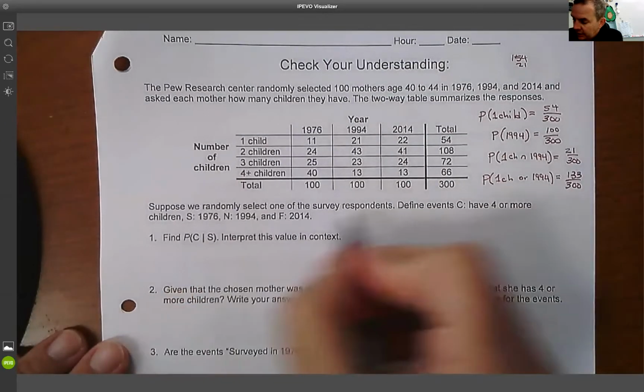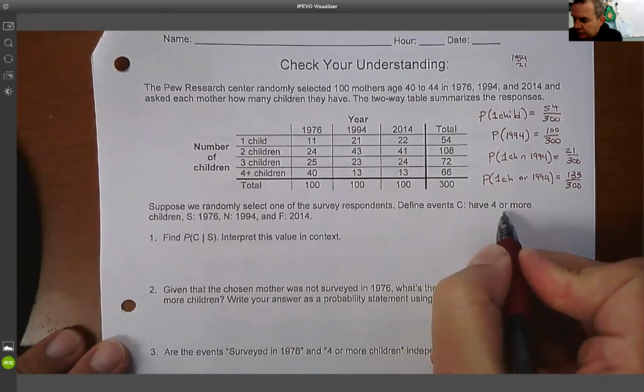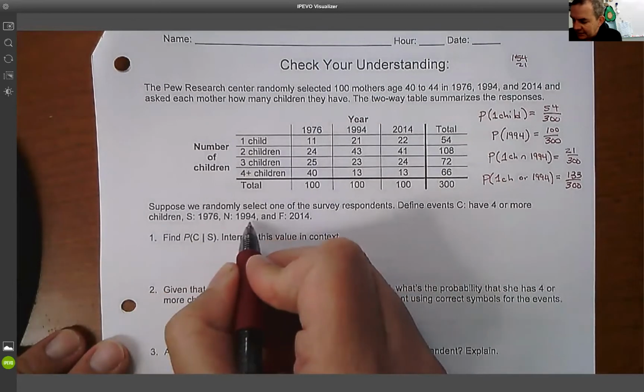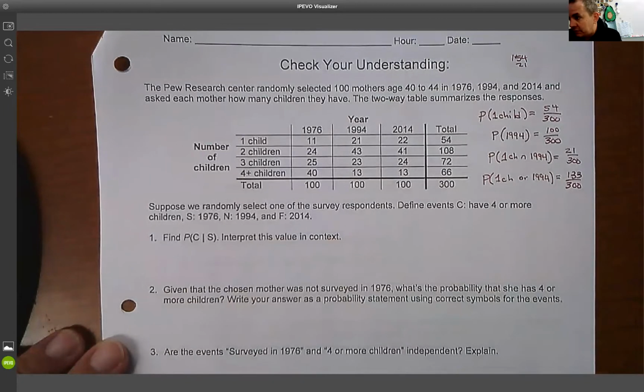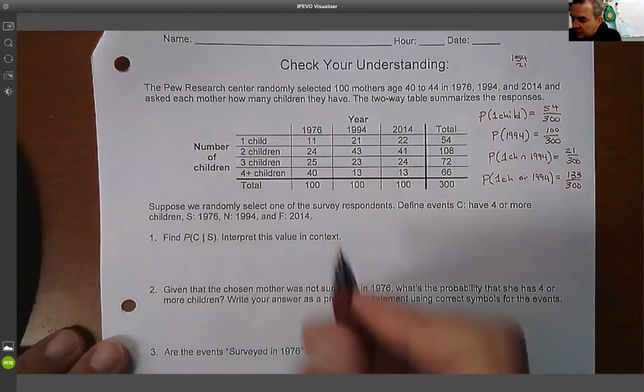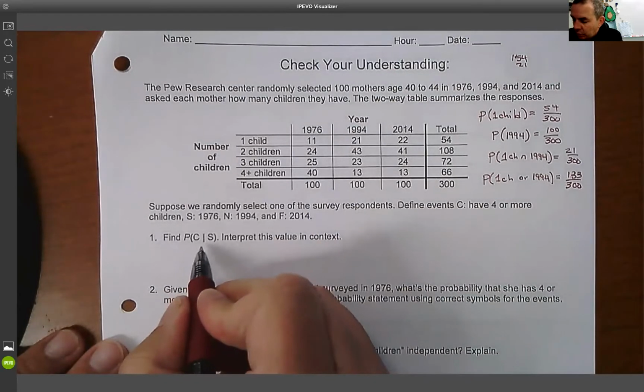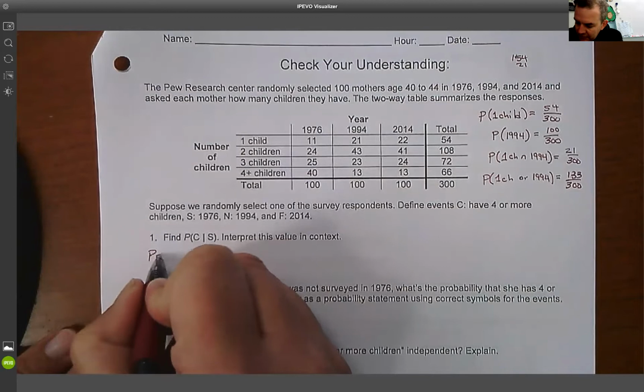So in this case, we know that C has 4 or more children. We know that S is 1976. We know that N is 1994. We know that F is 2014. So those are our events. We've defined them so we don't have to keep calling them by their numbers. So this right here, if I want to read this, what is the probability of C happening?